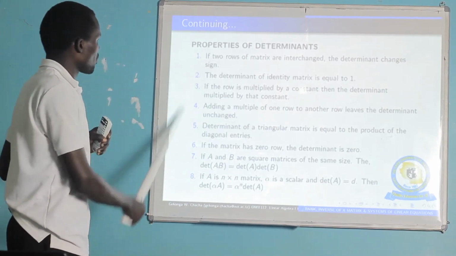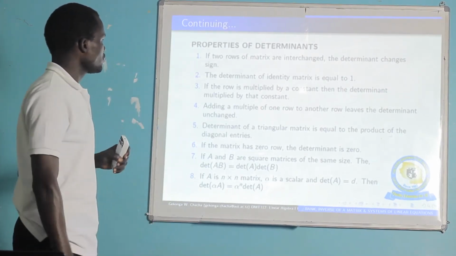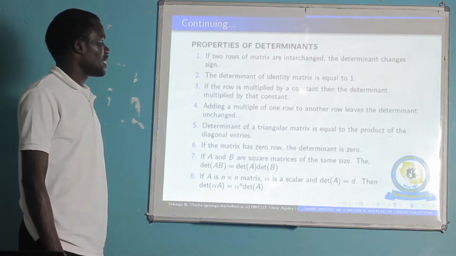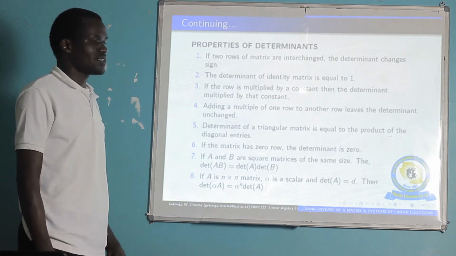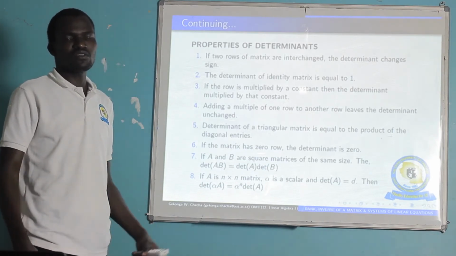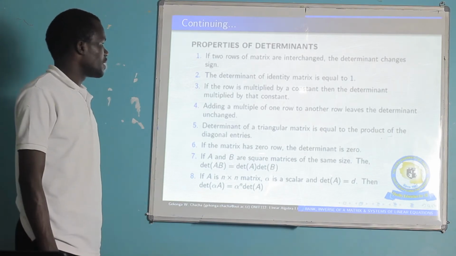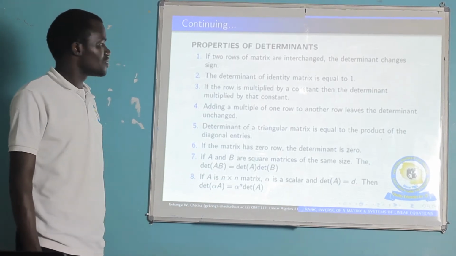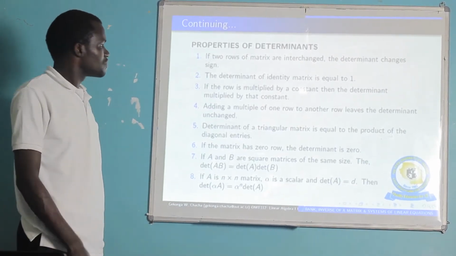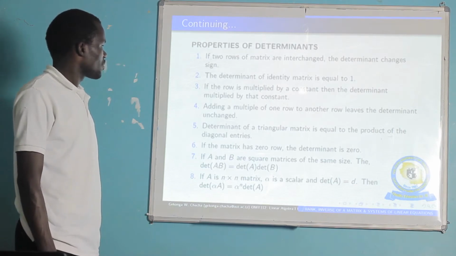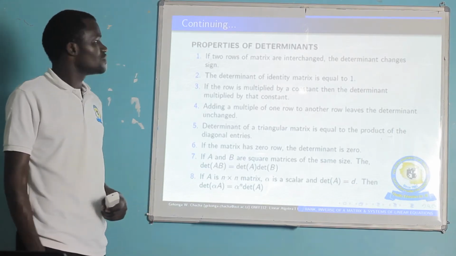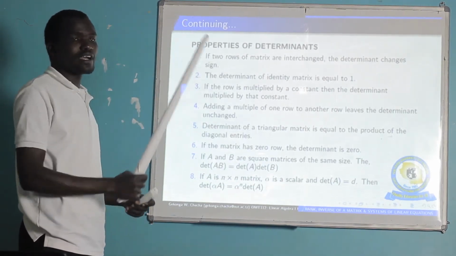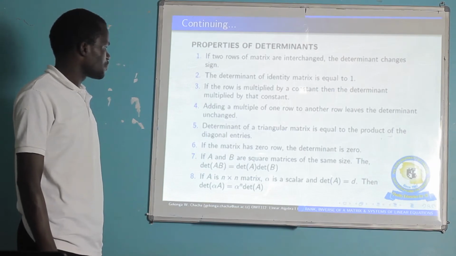The following are the properties of determinants. Let's see the first one. If two rows of a matrix are interchanged, the determinant of the matrix will change its sign. If it is 2, it will be negative 2. The determinant of the identity matrix, the multiplicative identity matrix, will be 1, because we are going to see an example also. Interchanging columns also changes the sign of the determinant.